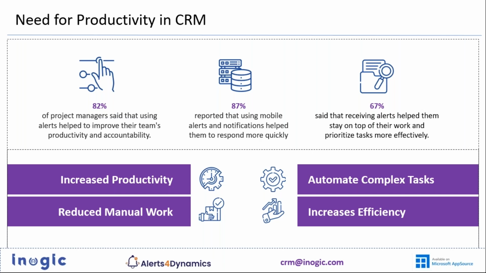So by implementing Alerts4Dynamics into the right action, the user can get more productivity, and they can eliminate the manual tasks or work they have been doing, or any chances of missing any important task that has been aligned or that needs to be done. This can be avoided with the help of our productivity app, Alerts4Dynamics.